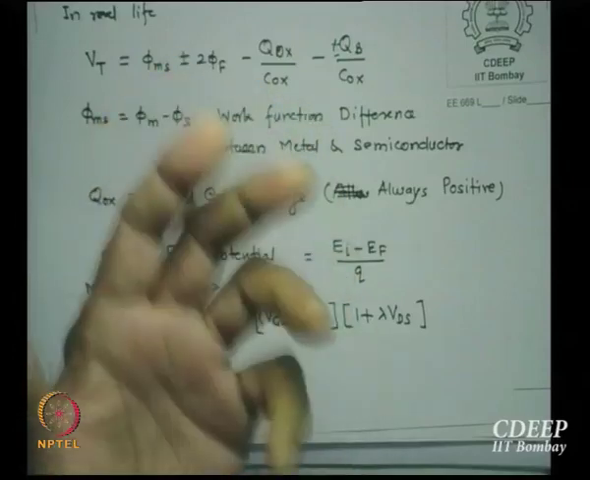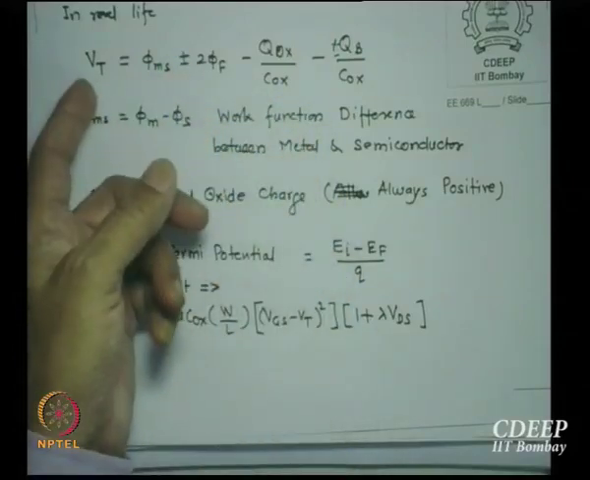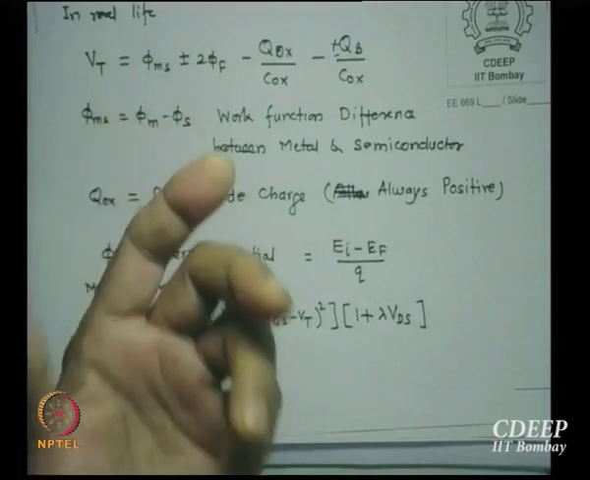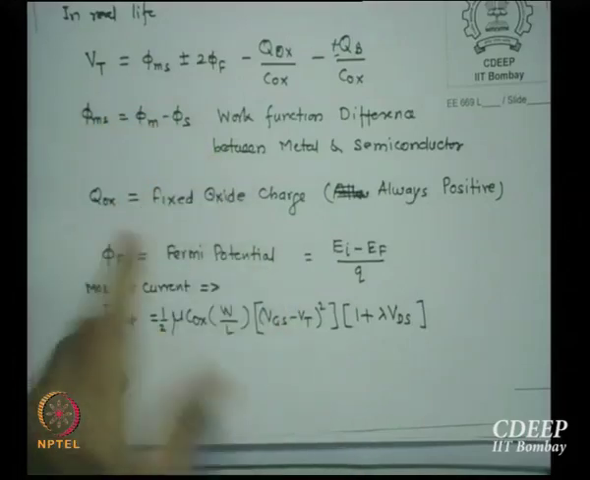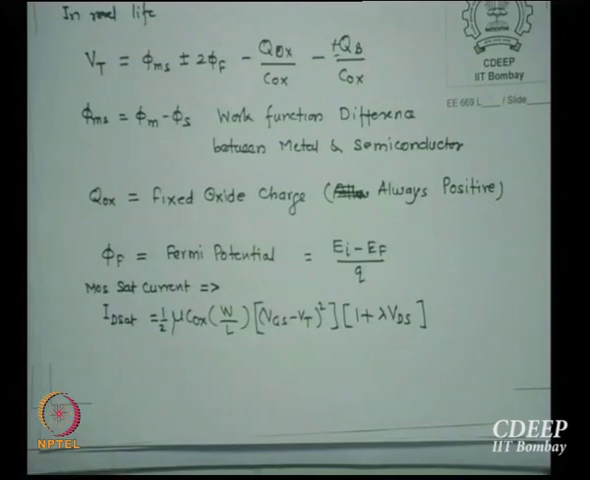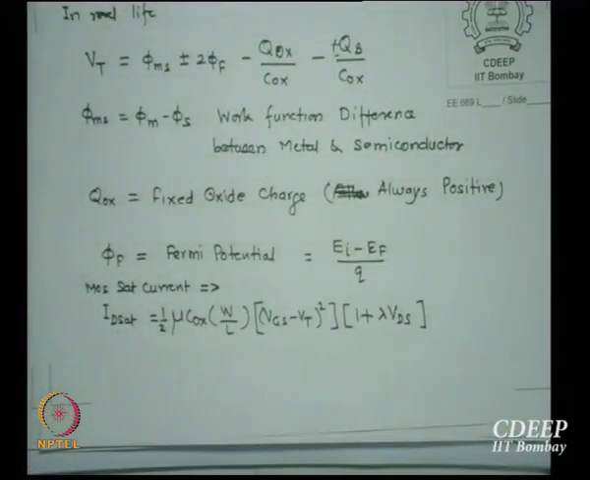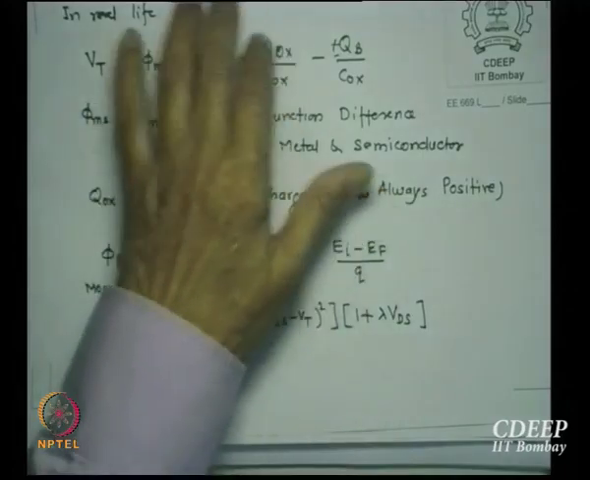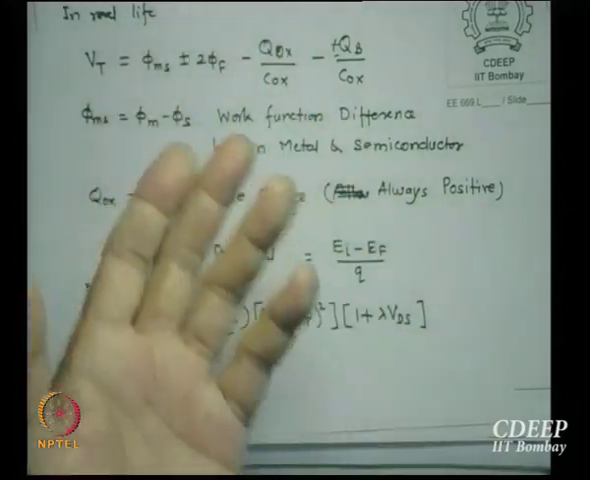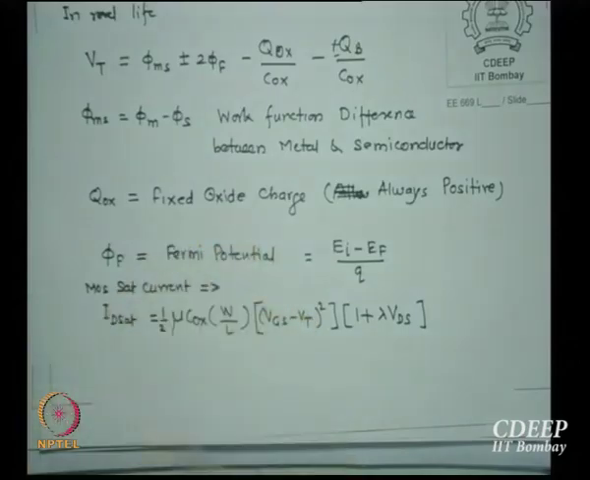So this is why I say φms is very crucial, and φms is a term in Vt, please remember, so that has to be looked into. Qox is always positive and very close to the interface, inside the oxide. That means this term just can't be avoided. I can minimize it. How minimal it should be so that it does not have much influence is all that we can try.